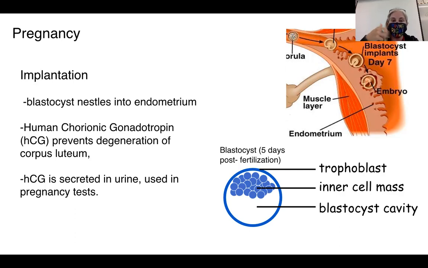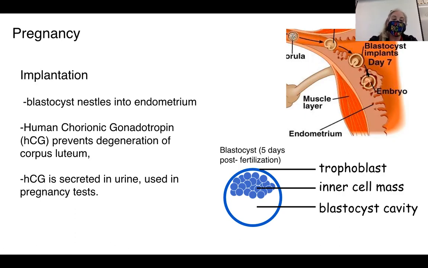It keeps the relaxin high, so it inhibits uterine contractions. So it basically allows the embryo to have a nice place to live that isn't going to try to get rid of it every month. And so the embryo releases the hormone that helps the corpus luteum release the hormone that maintains the pregnancy.